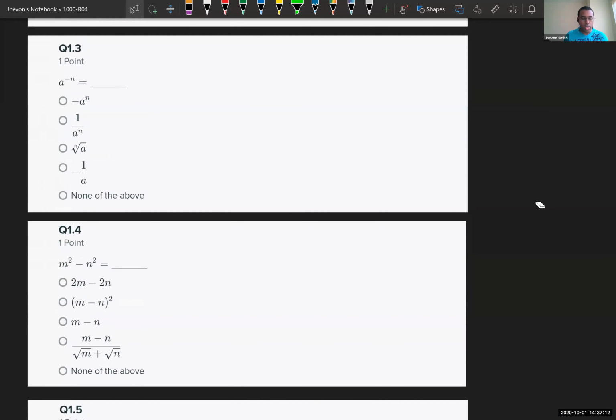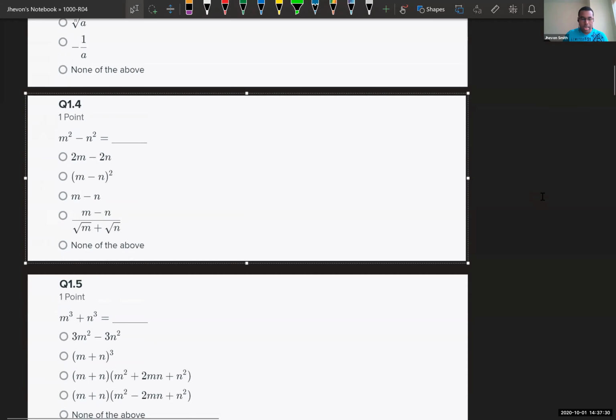What about a to the minus n? What is that equivalent to? 1 over a to the n. Correct. So a negative power just means reciprocal. So that's that option right here.